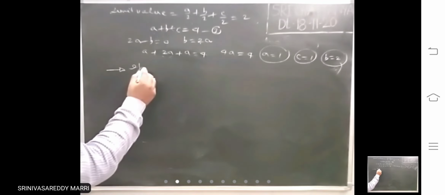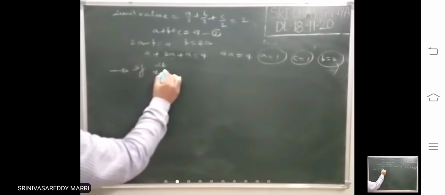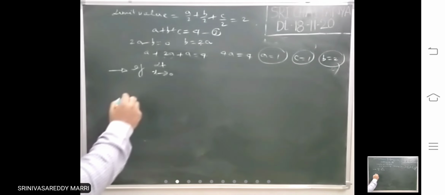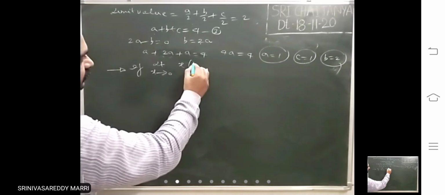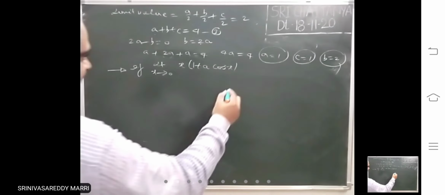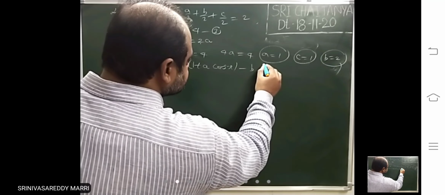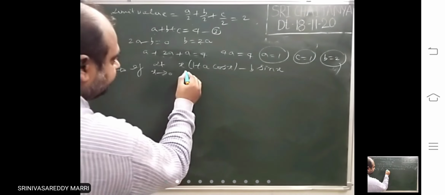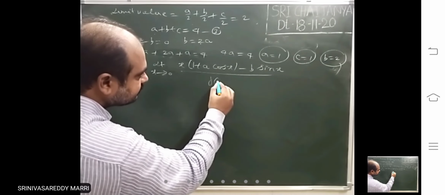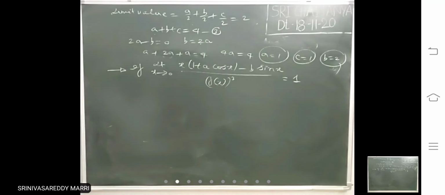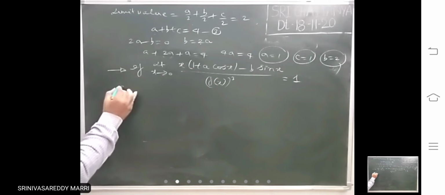If limit x tends to 0, of x into (1 plus a cos x) minus b sin x, divided by f of x whole cube, this limit is 1, given.